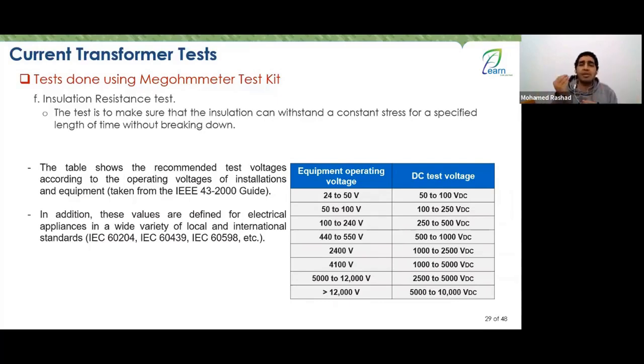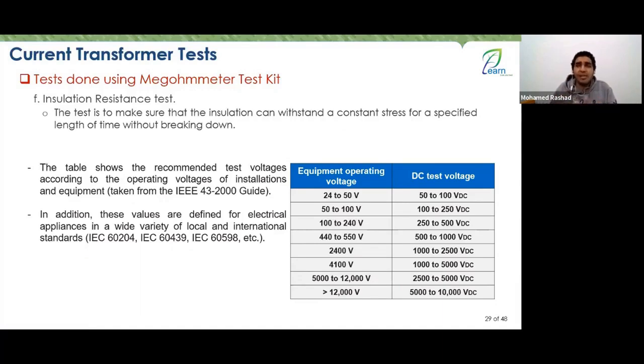Anyway, let's focus on the current transformer. In the current transformer, I measure the insulation resistance by applying DC voltage to see if the insulation can withstand or endure constant stress or not. That's the first point. The second point is that I inject specifically for a duration of exactly 1 minute.